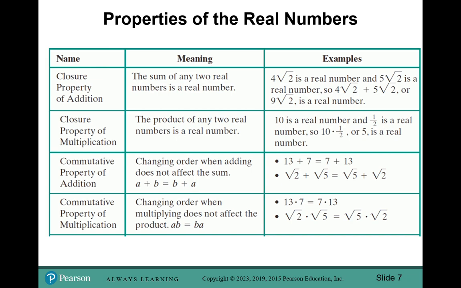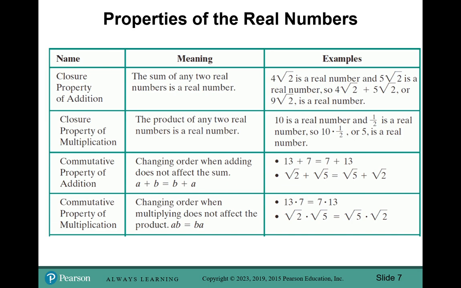So let's look at some properties of real numbers. We have the closure property of addition. The sum of any two real numbers is a real number. So 4 square root 2 is a real number, and 5 square root 2 is a real number. Therefore, 4 square root 2 plus 5 square root 2, or if you simplify it, 9 square root 2, is also a real number. So real number plus real number gives you another real number.